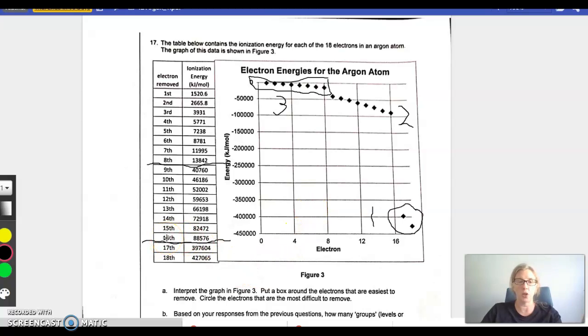There's also a big jump, a big difference, between the 16th electron and the 17th electron. Again, that represents going from the second energy level down to the first and closest energy level, which is the most difficult to remove.